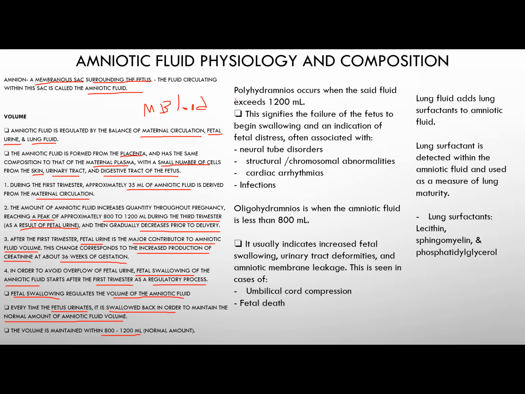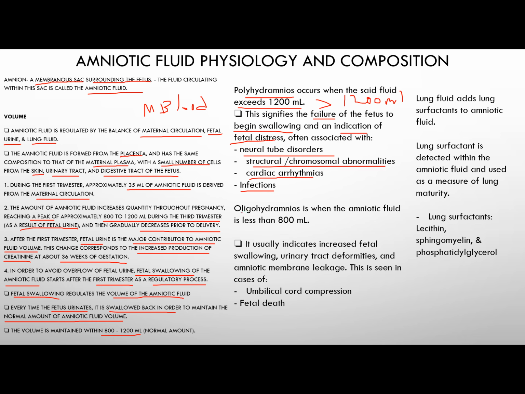Now there is a condition known as polyhydramnios. Polyhydramnios occurs when your amniotic fluid exceeds 1200 ml. Now this signifies the failure of the fetus to begin swallowing and an indication of fetal distress, often associated with neural tube disorders, structural chromosomal abnormalities, cardiac arrhythmia, and infection.